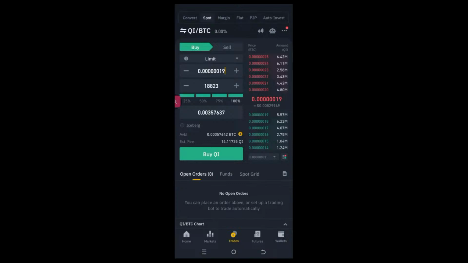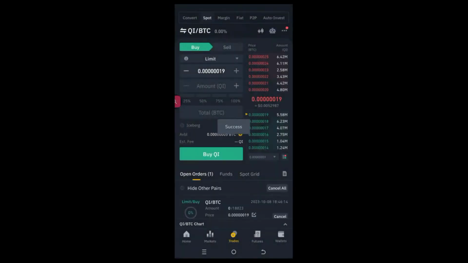Don't forget, this is triangular arbitrage, right? So we buy and then we sell for profit on the other. So let's go ahead and see how we can do this. Let's buy. Okay, so we're currently in the queue. Let's see how this goes. I'll be back to share with you the results.